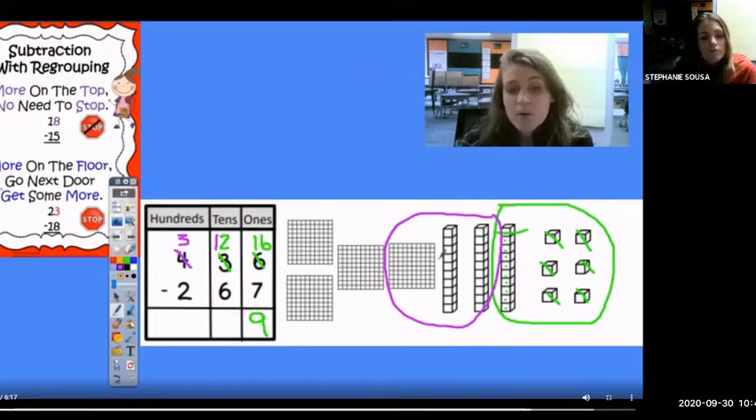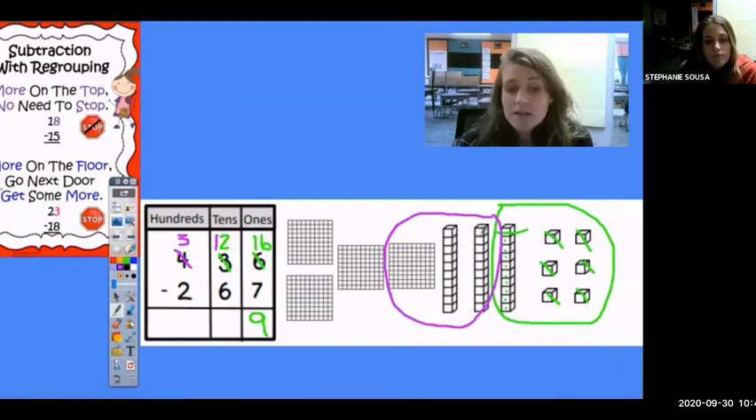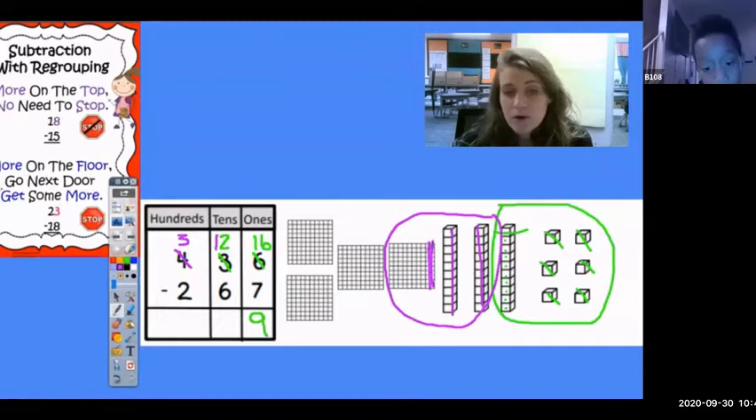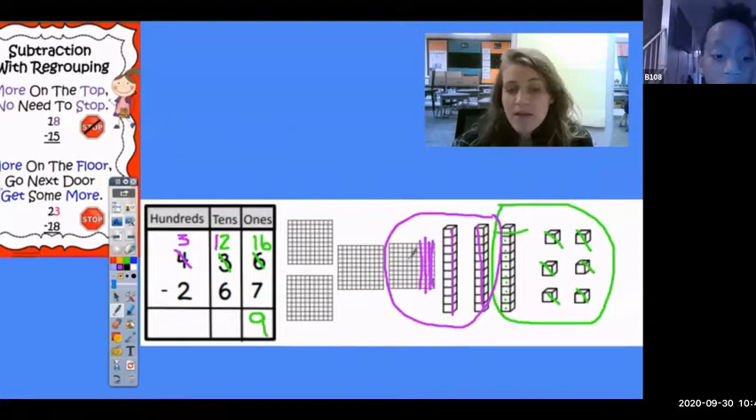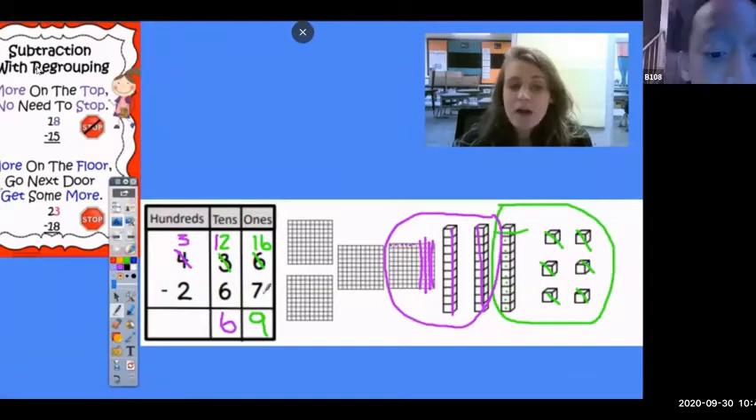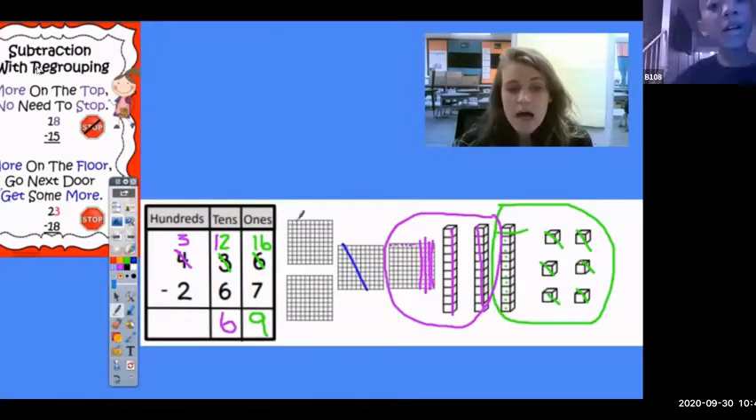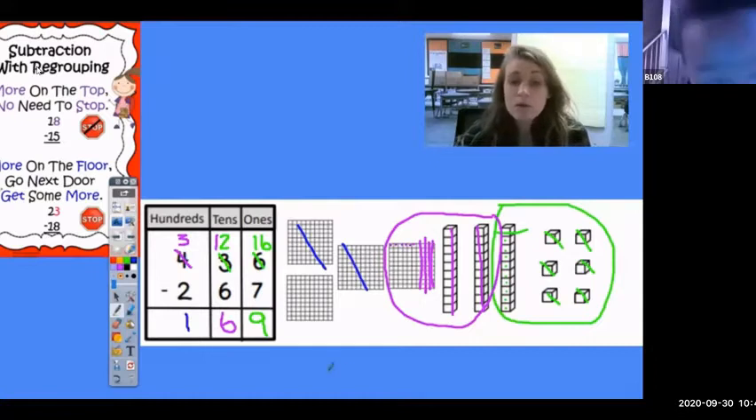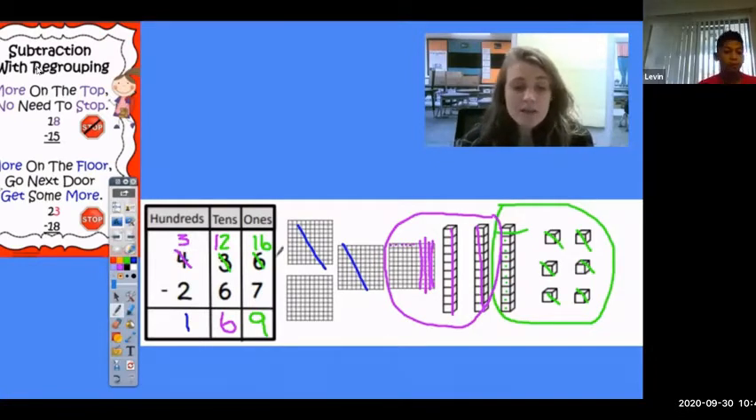Now I have 12 take away 6. 12 tens take away 6 tens is minus 1, 2, 3, 4, 5, 6. That leaves me with 6 tens. So I'll record a 6 in my tens place. And finally, we have the hundreds. There are 3 hundreds here, and I'm asked to subtract 2. There's more on top, so I don't need to stop. That leaves me with 100. So 436 subtract 267 is equivalent to 169.